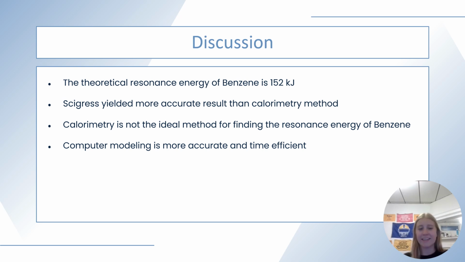So that is why I think that the computer modeling is the best method in this situation. I think it's more accurate, and I definitely think it is more time efficient. It does all the calculations for you. It just gave the heat of formation values, and you just added them all up together and got it. So I definitely would prefer the computer modeling method, but I think that this was an interesting experiment to do.